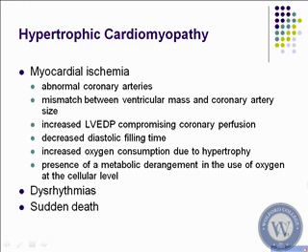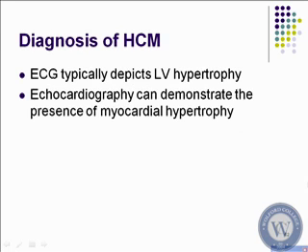Hypertrophic cardiomyopathy causes myocardial ischemia. It may also develop with normal coronary artery disease. Okay? It leads to an increased left ventricular end diastolic pressure due to compromised coronary perfusion, and decreased diastolic filling time would make the situation worse. Increasing oxygen consumption due to hypertrophy also makes the myocardial ischemia much worse. And the presence of metabolic derangements at the cellular oxygen level can also cause this problem as well. These patients will develop dysrhythmias and may actually have sudden death.